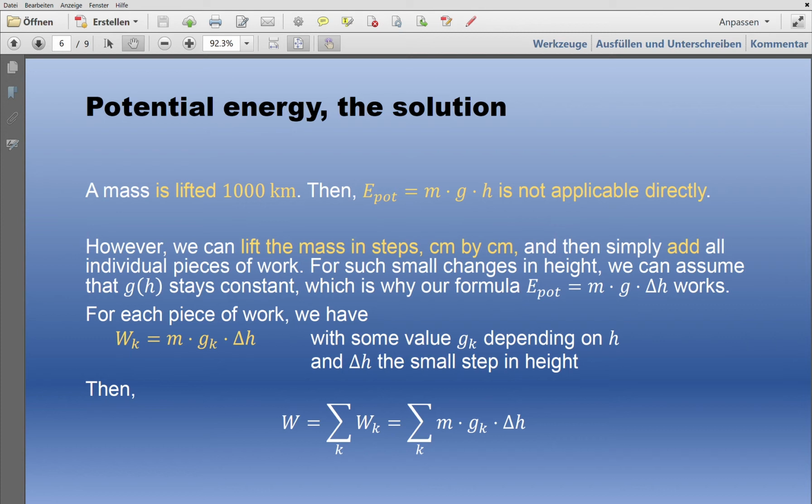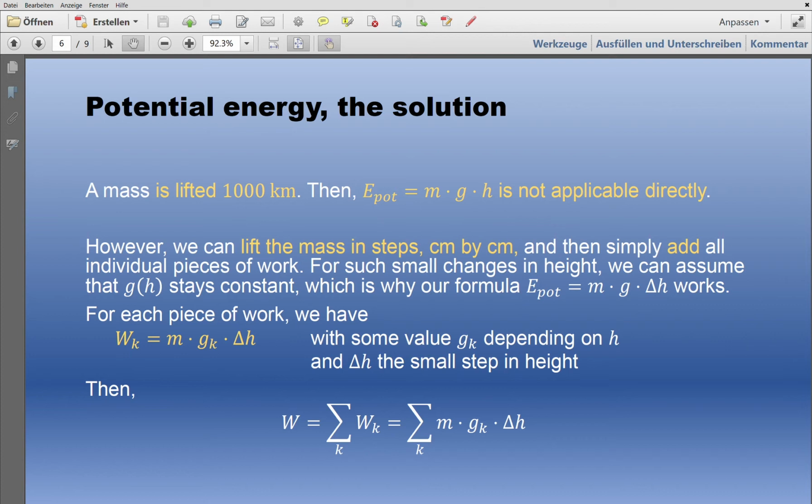Because if we only lifted, say, 1 centimeter, then I'm sure you agree, Earth's pull hasn't changed. Well, it has changed very, very slightly, but so little that we can almost ignore it. So what we do is we assume g remains constant for a very small delta h and compute these individual pieces of work. We have W_k equals m times g_k times delta h.